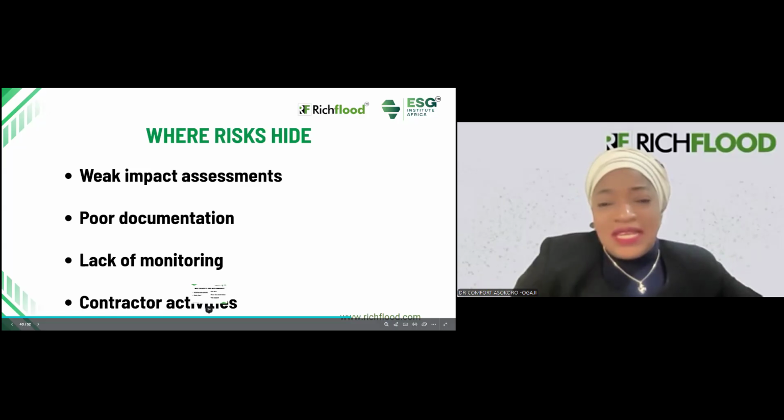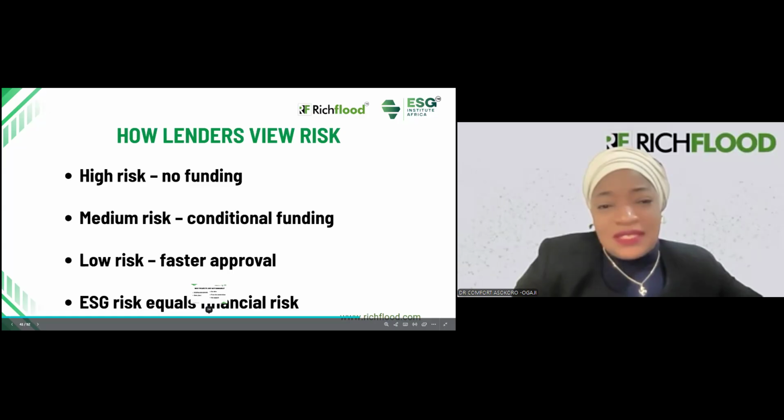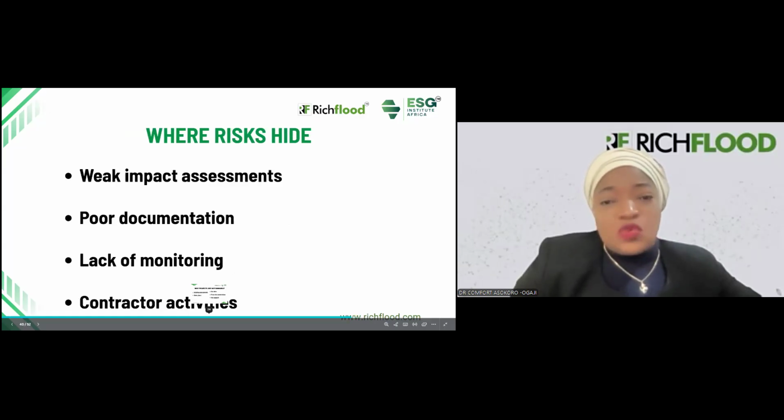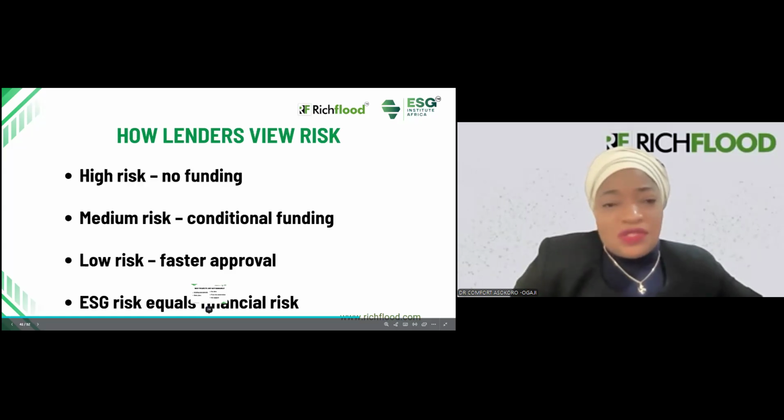So this is where they're hidden, and in most assessments, in most due diligences, we have to find all the loopholes where these risks could be hidden and make sure that we identify, analyze, and mitigate such risk. It could also be operational practices. It can be hidden in operational practices that are not properly controlled. This is why proper review and validation are really critical for a project to succeed when it comes to E&S risk assessment. So how do lenders view risk?